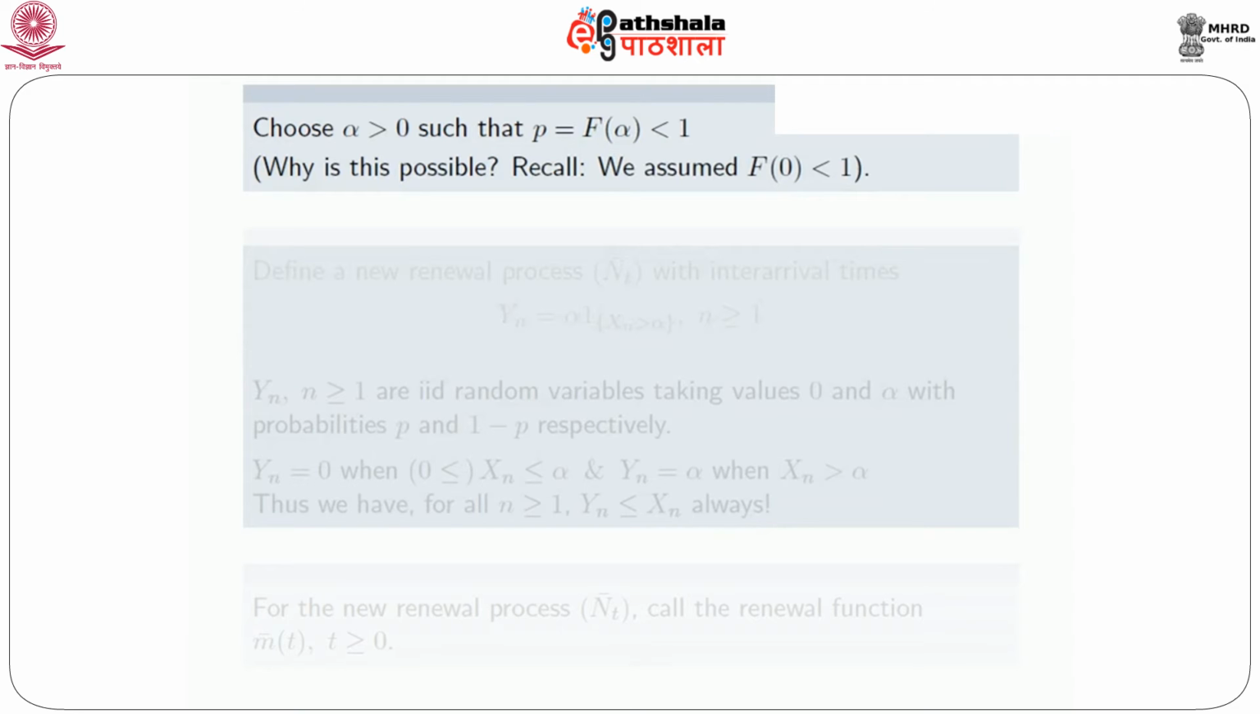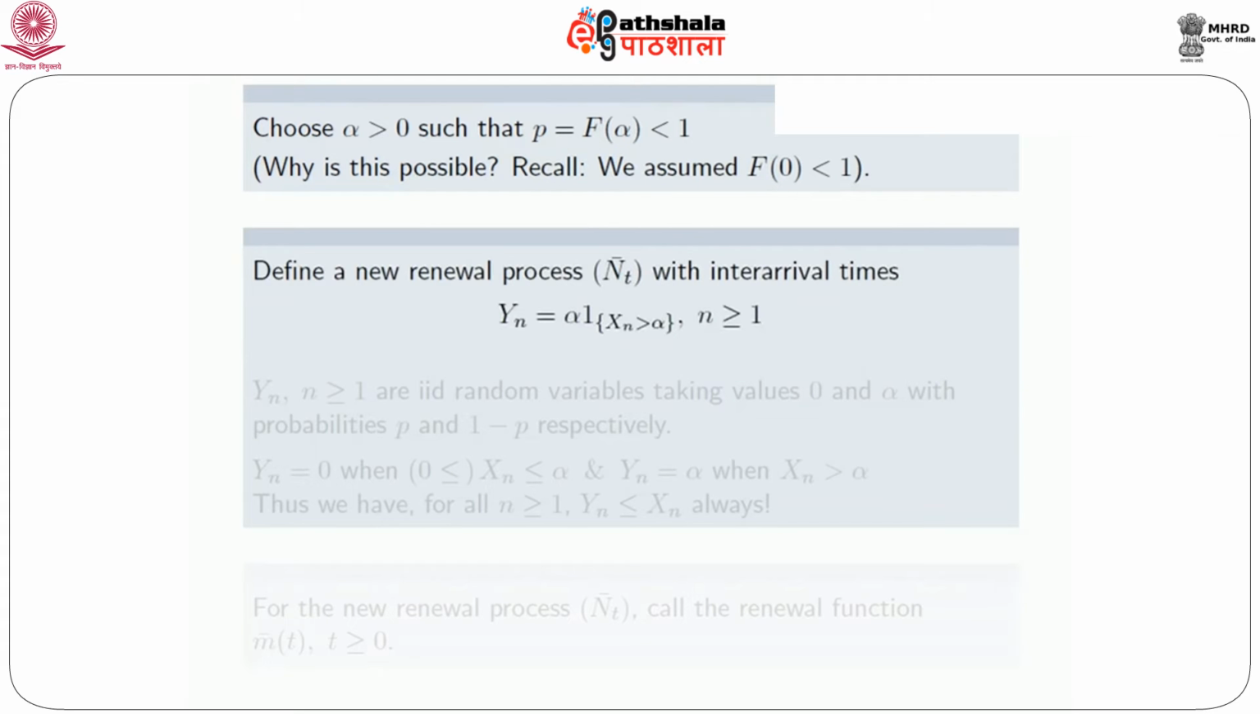Now here is our new renewal process. The original renewal process N(t) had interarrival times X_n. We now define a new renewal process, called N-hat(t), whose interarrival times are Y_n, defined this way. So let's look at this definition. What is Y_n? When X_n is greater than alpha, Y_n is alpha. When X_n is less than or equal to alpha, Y_n is 0.